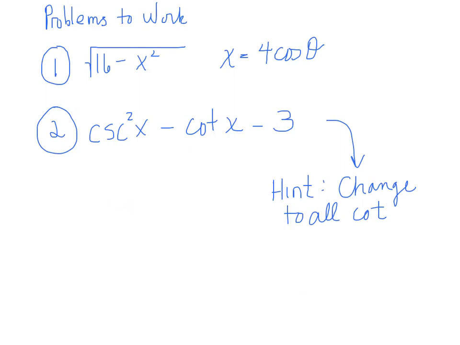Here are the two problems that I want you to work in your composition notebook. Number 1 is a substitution problem. Number 2 is both a substitution in a different way, substituting an identity, and also factoring. So I want you to change it to all cotangent and then factor. Have these ready to go in your composition notebook, and I will see you in class tomorrow.